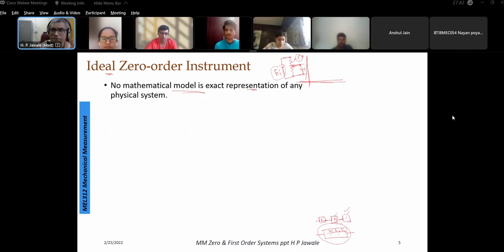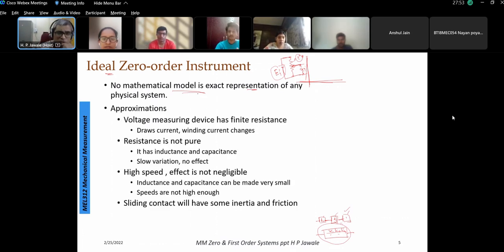So in all, what you can identify is it becomes very difficult to have the exact representation of the system, first order system mathematically. So those are based on the approximation. Let us understand this. I think few of these I have already spoken. Say voltage measuring device has a finite resistance. Let us say this is a voltmeter, and there is some coil over some magnet. So due to this coil and the finite resistance of the coil, we find it draws current. And then the winding current changes because of this being utilized for overcoming the resistance.